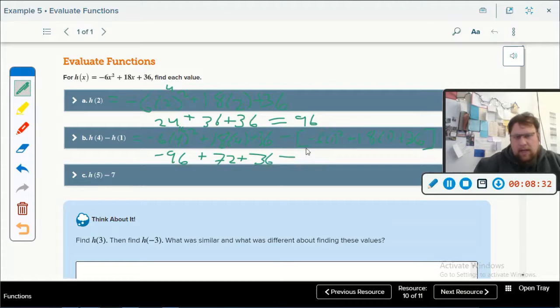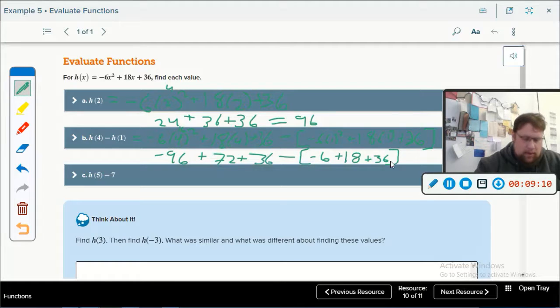Minus, all right, here's what we got in our brackets. 1 squared is 1. 1 times negative 6 is just negative 6. 18 times 1 is just 18, so plus 18. And then plus 36. So let's do this separately. I could probably math this out in my head. I don't want to, and you don't have to either. So use a calculator, a real calculator, none of them phones coming out, or you can use your laptop. I'll let you choose.